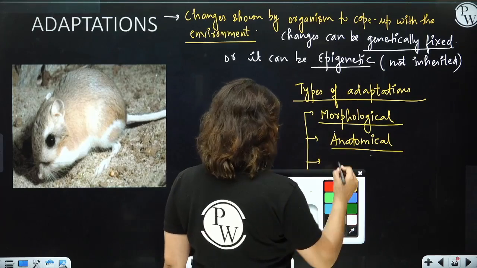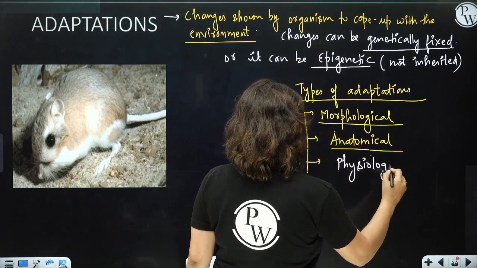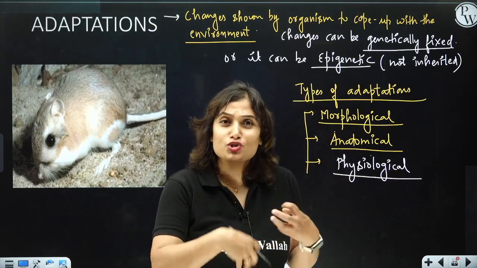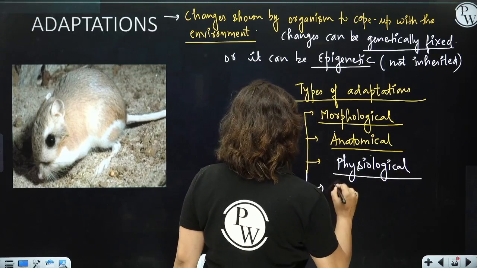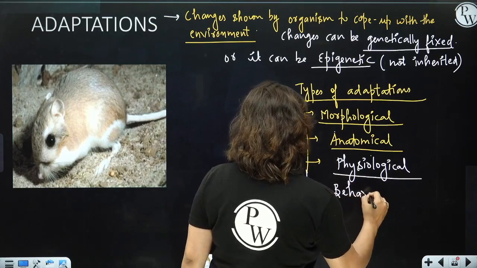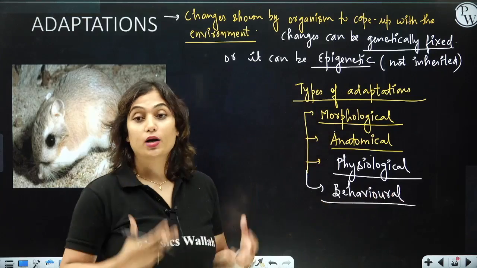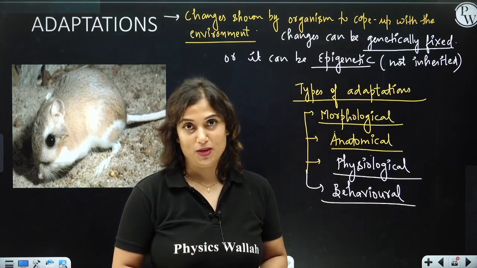Then comes the physiological adaptation. What is the meaning of physiological adaptation? The organism changes the different functions in the body to cope with the environment. And the adaptation can be behavioral. That means sometimes the organism changes its behavior to cope with the environment.